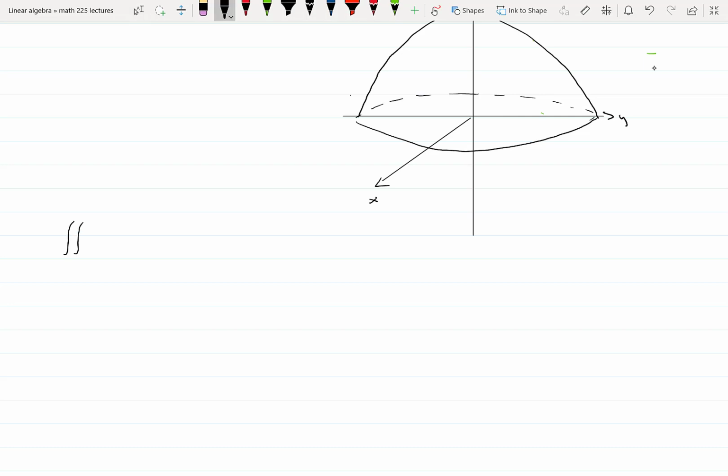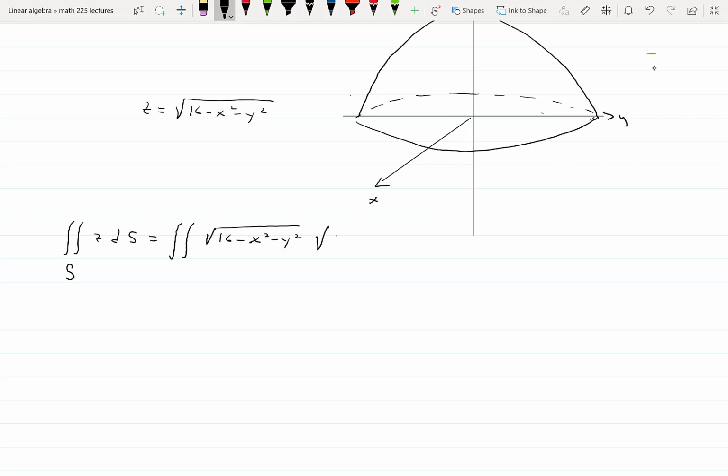Well, let's do it. The integral over the hemisphere of z ds is, how do we evaluate that? We stuff the formula for the surface into the integral. Well, z for the upper hemisphere is the square root of 16 minus x squared minus y squared. So we stuff that into the function we're integrating. And ds, we already have ds.